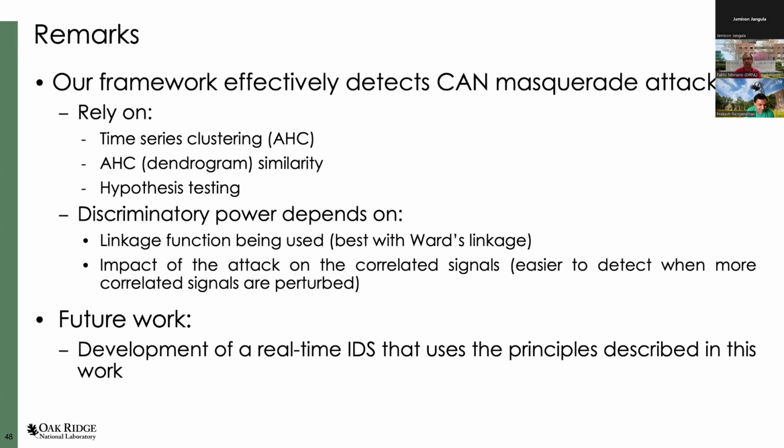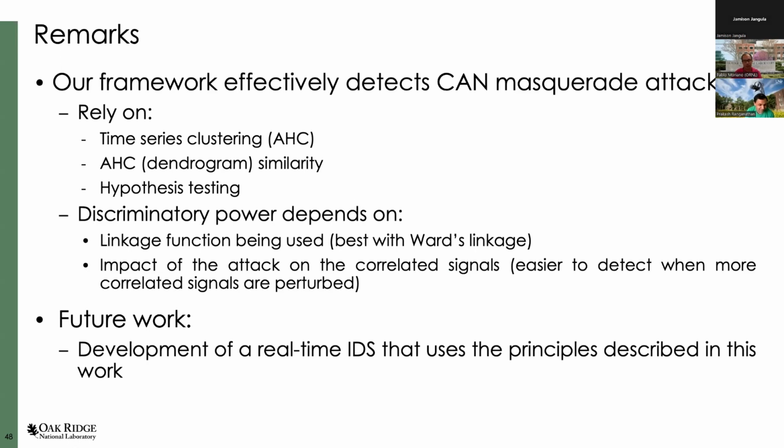As final remarks, our framework effectively detects these CAN masquerade attacks by relying on agglomerative hierarchical clustering of time series. The notion is that we are able to translate CAN bits into series. If you want to learn more about that, that's a good question for the Q&A. We also build these dendrograms and compute similarity, and that's the basis for our hypothesis testing. And we found that the discriminatory power of these techniques depends on the linkage being used.